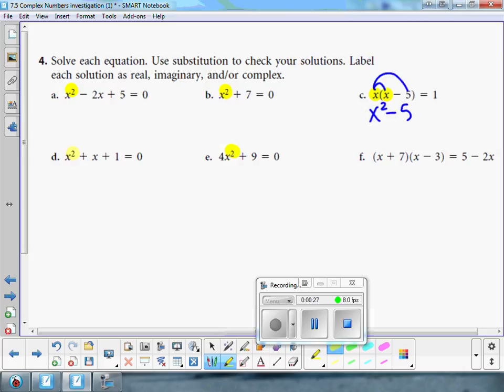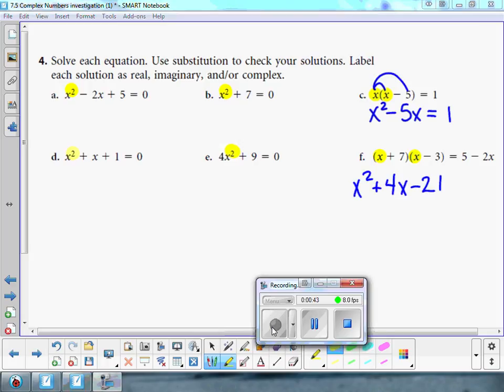Minus equals 1. Do we see an x squared here? When you do what? What's that process called? FOIL. You get x squared plus 4x minus 21. The right side is just 5 minus 2x. So now we can see that every one of these equations has an x squared, right? So you're trying to solve it and figure out what the missing x is.